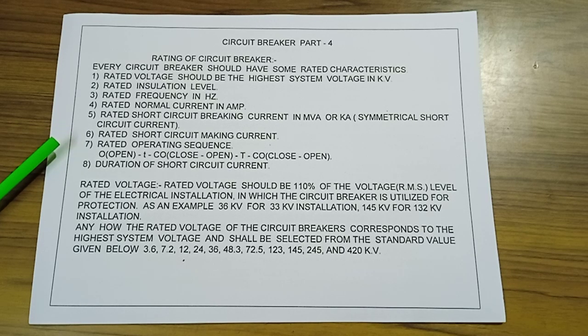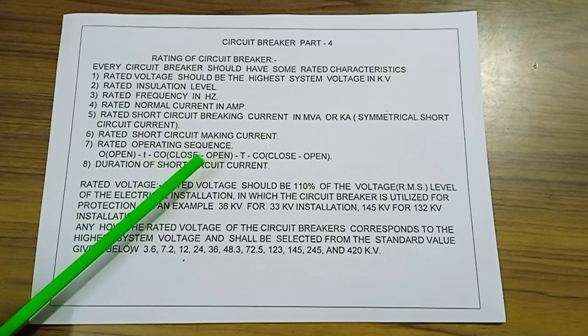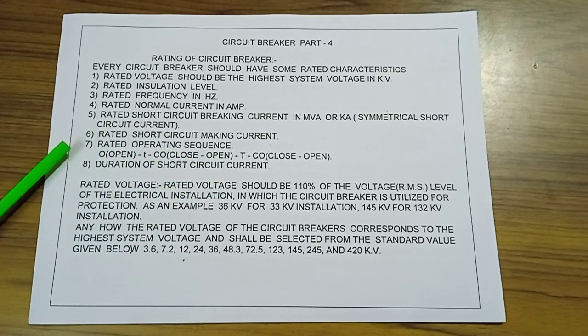Rated operating sequence. O means open, small t means time in seconds, CO means close and open, and capital T is the time, and CO means close open. Number 8, duration of short circuit current.